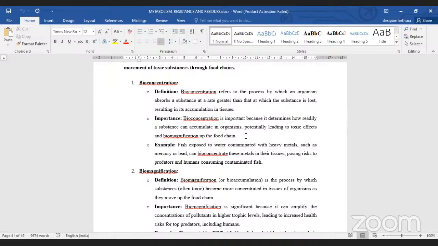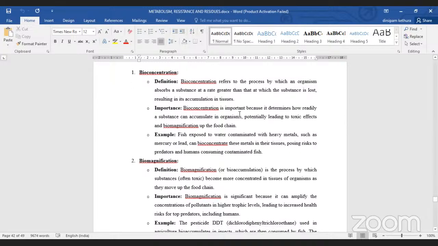bioaccumulation. And the concentration of the pollutant will be increased, and that can be carried to other organisms through food web also. That is called as bioconcentration or bioaccumulation. So now bioconcentration is important because it determines how readily a substance can accumulate in an organism, potentially leading to toxic effects and biomagnification of the food chain.